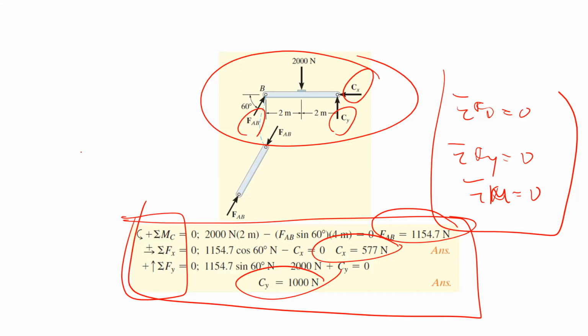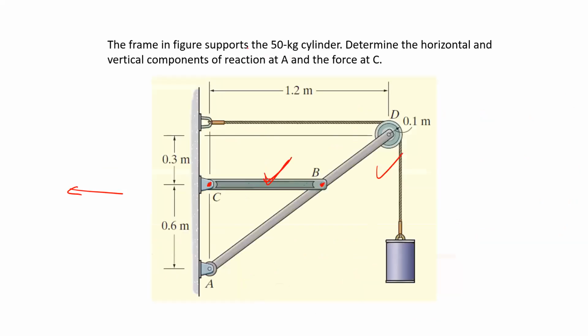Okay, so this is one of the simplest cases in our frame and machine problems. Why do I call it the simplest problem? Because we only need to solve for one free body diagram. Only one free body diagram in this case. Okay, now let's take a look at this particular problem.